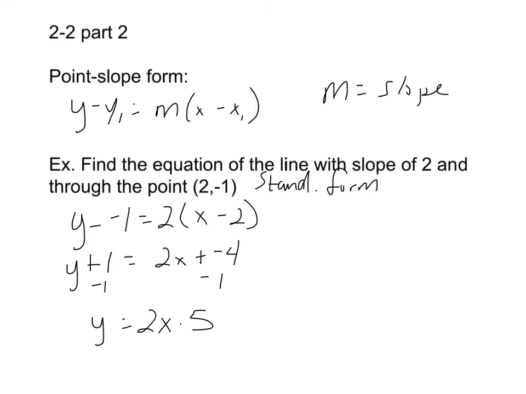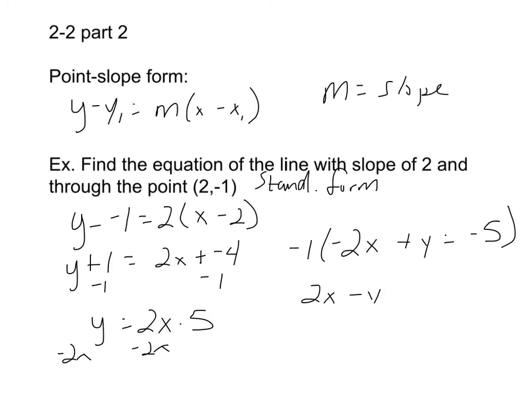So we need to move our x over, so we subtract our 2x. So we have negative 2x plus y equals negative 5. If you don't like the negative out front, it's okay to multiply this whole thing by negative 1 as long as you do the whole thing. So we get 2x minus y equals positive 5. The only reason we do that, if you check the back of the book on some of the odd ones, they'll usually lead with a positive number rather than a negative.